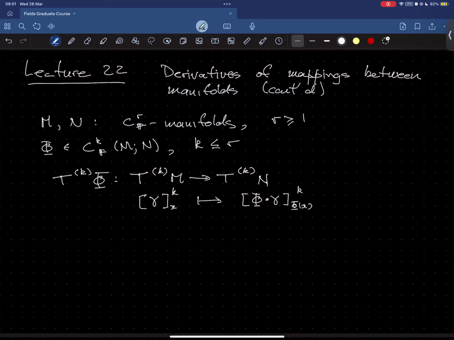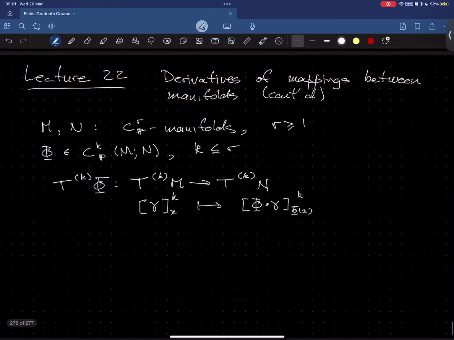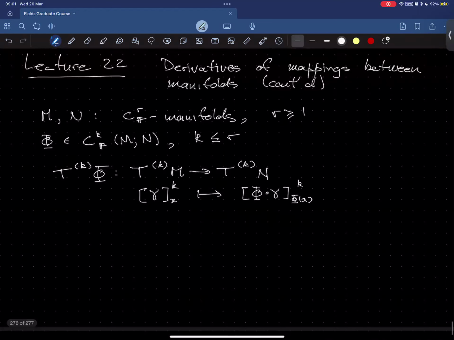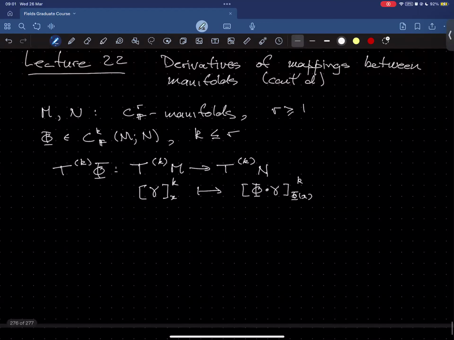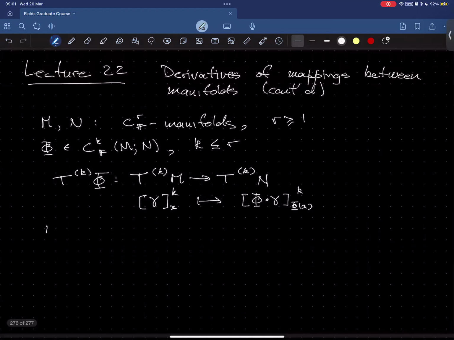But first, let me make a distinction between a similar kind of construction. These are higher order tangent bundles. You can also iterate tangent bundles, and they're different things.